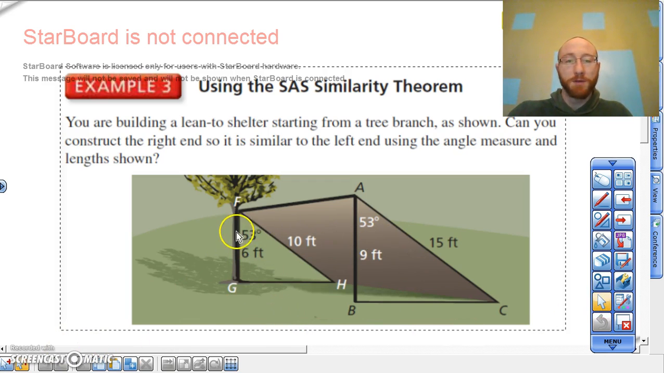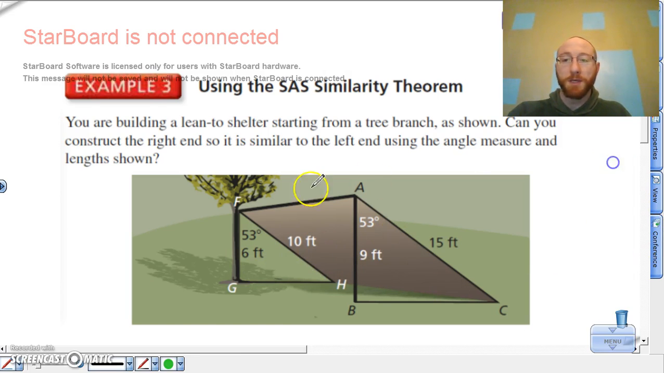Well, we know we have this included angle, 53 and 53. That's pretty easy. We just got to see if 6 and 9, 10 and 15 work out to the same reduced ratio. So let's see. 6 over 9 reduces to 2/3. Okay. 10 over 15 we divide by 5, and this also reduces to 2/3. So we'll give this shelter a big whopping yes, it's similar. All right.